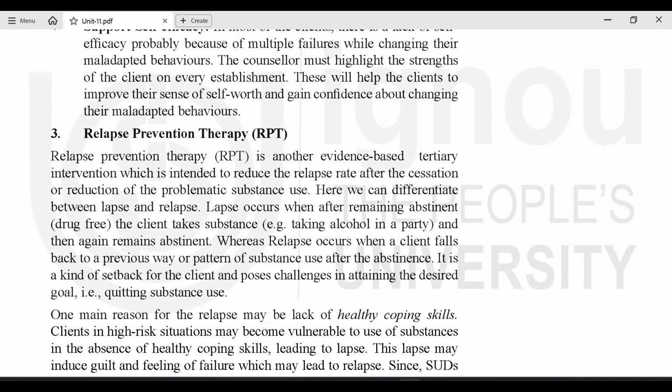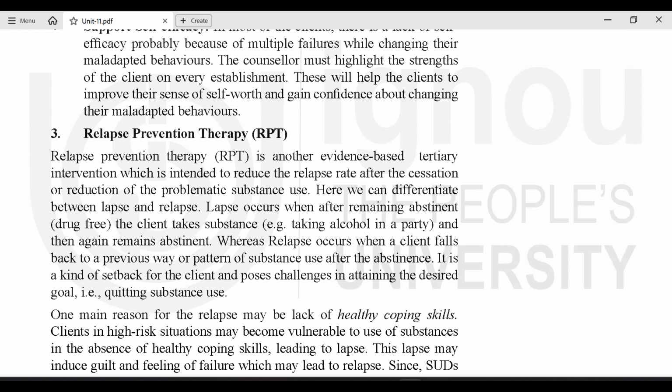Lapse occurs when, after remaining abstinent, drug-free, the client takes a substance, for example taking alcohol in a party, and then again remains abstinent. Whereas relapse occurs when a client falls back to a previous way or pattern of substance use after the abstinence. It is a kind of setback for the client and poses challenges in attaining the desired goal, i.e., quitting substance use. One main reason for relapse may be lack of healthy coping skills.